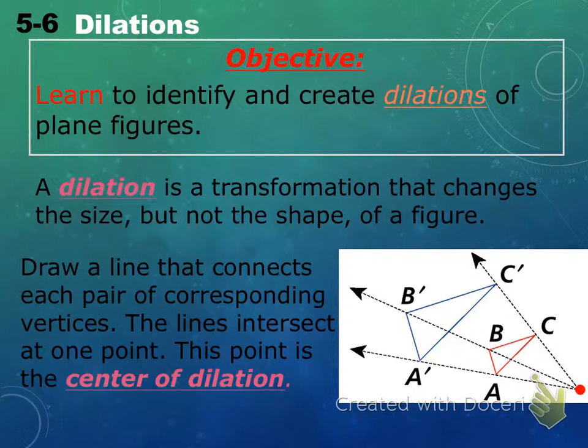A dilation is just a transformation that changes the size but not the shape of a figure. When you draw lines that connect each pair of corresponding vertices, the lines intersect at one point. This point is known as the center of dilation.